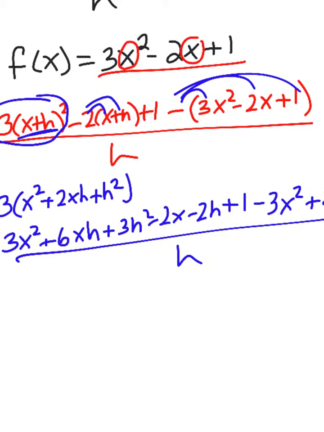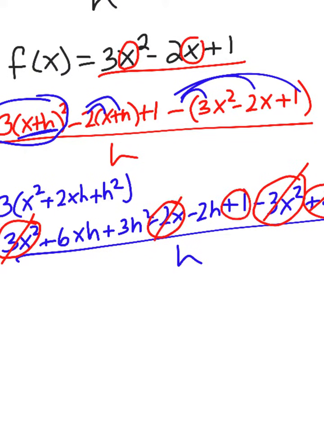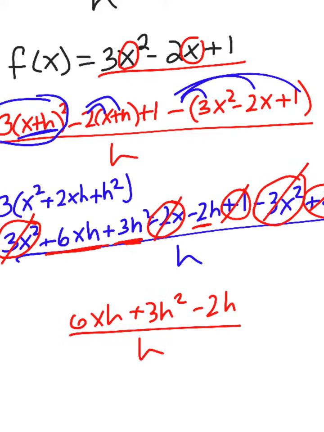All right, so now we're going to clean up the numerator. So we have 3x squared minus 3x squared, so that's 0. We have negative 2x, positive 2x, 0. Positive 1, negative 1, 0. So what are we left with? We're left with positive 6xh plus 3h squared minus 2h, all over h.